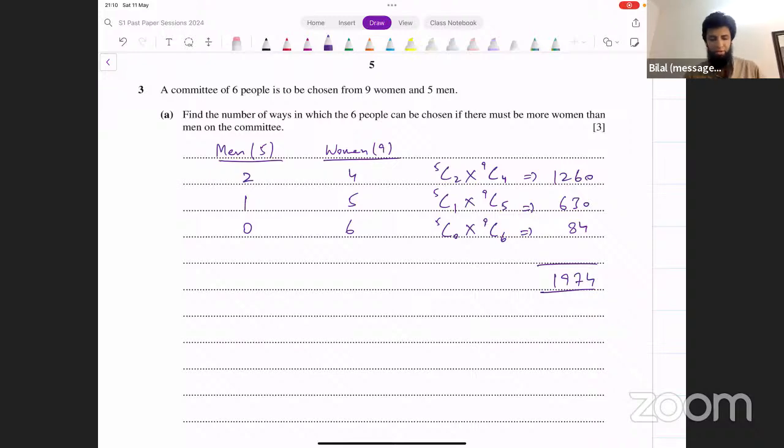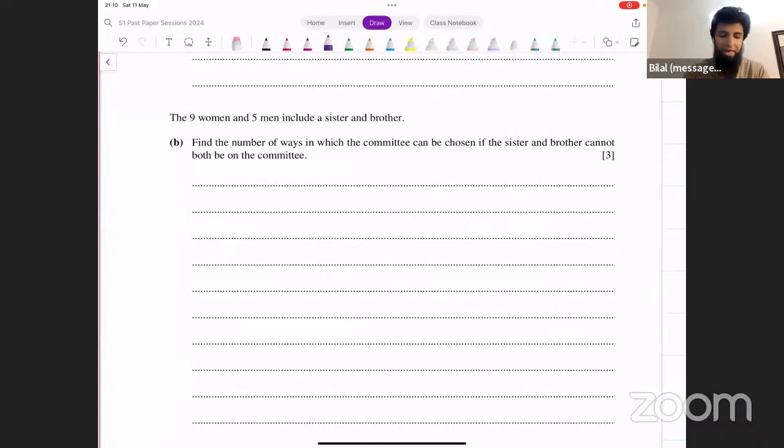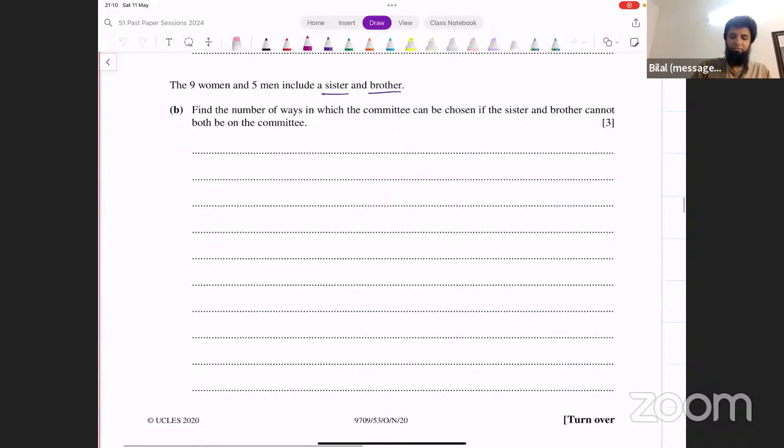Fairly straightforward, first part. Now it says, the 9 women and 5 men include a sister and a brother. Find the number of ways in which the committee can be chosen if the sister and brother cannot both be on the committee. We don't want both of them on the committee. Now, what does that mean? So we have a sister and brother. We can either have the sister and not the brother, or we can have the brother but not the sister, or we can have none of them. These are the 3 possible cases.